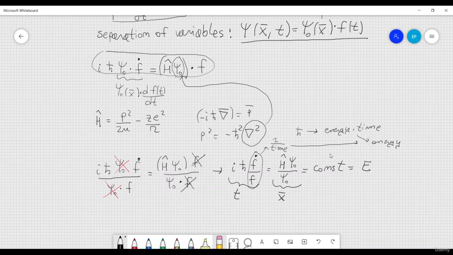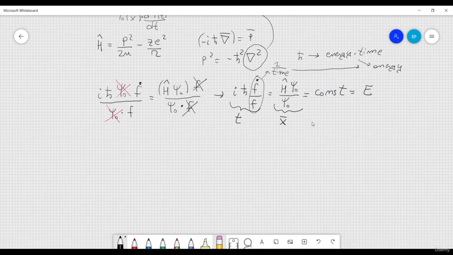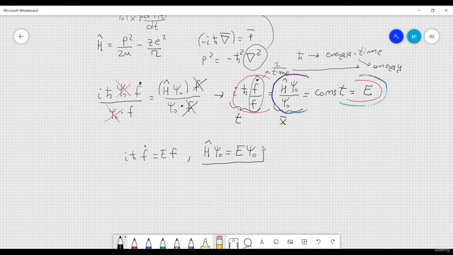And that's pretty simple. But now we have two equations. We have an equation that's derivable from here, which tells us that i h bar f dot is equal to E times f. And we have another equation from here. So we can rewrite the other like this: H hat times psi 0 equal to E psi 0. These two are very important equations.